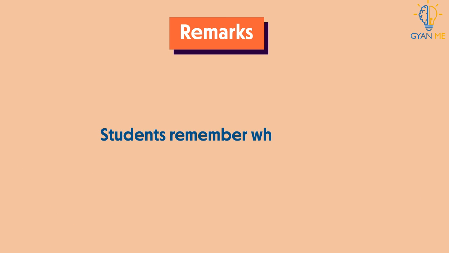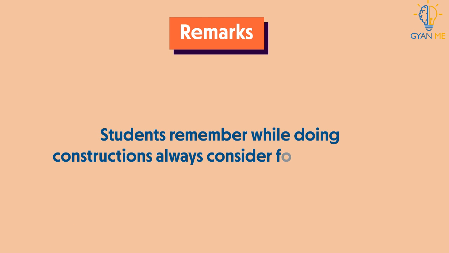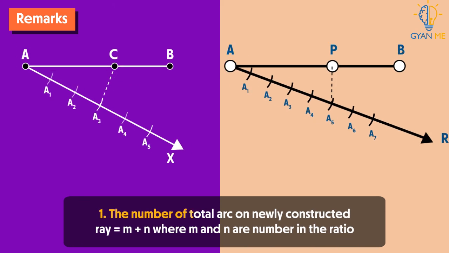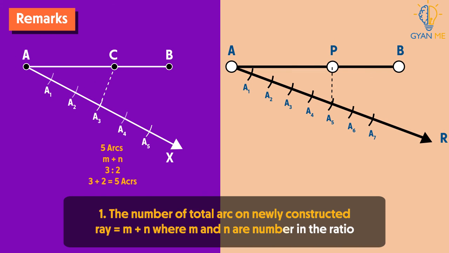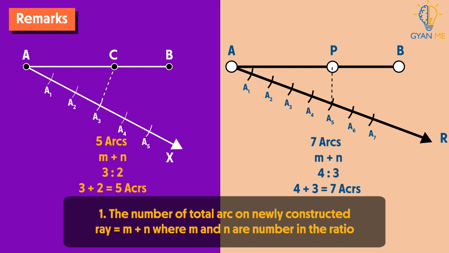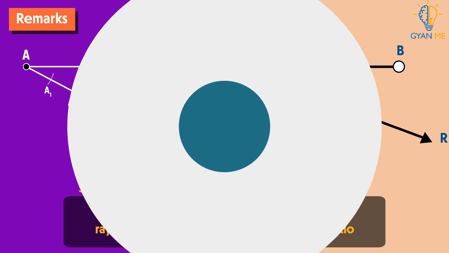Students, remember, while doing constructions, always consider the following points. First, the number of total arcs on the newly constructed ray is equal to m plus n, where m and n are the numbers in the ratio, just like in our example. It was 4 and 3. So total arcs is equal to 4 plus 3 is equal to 7.